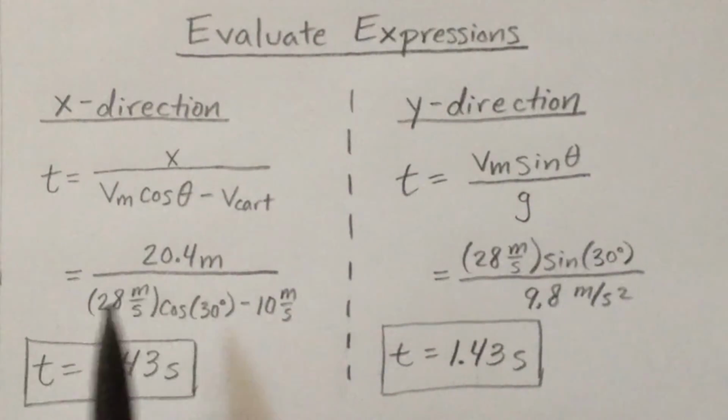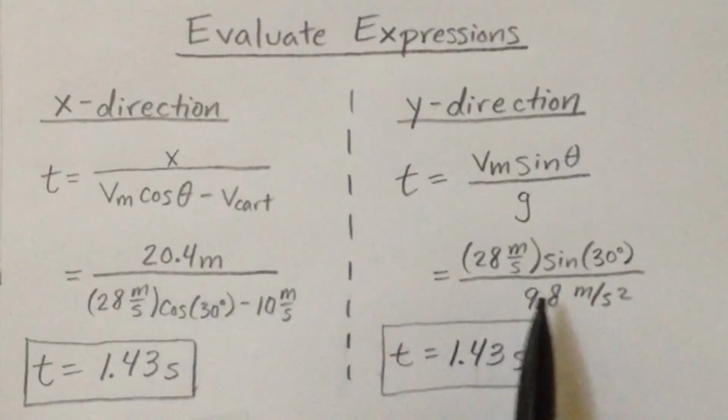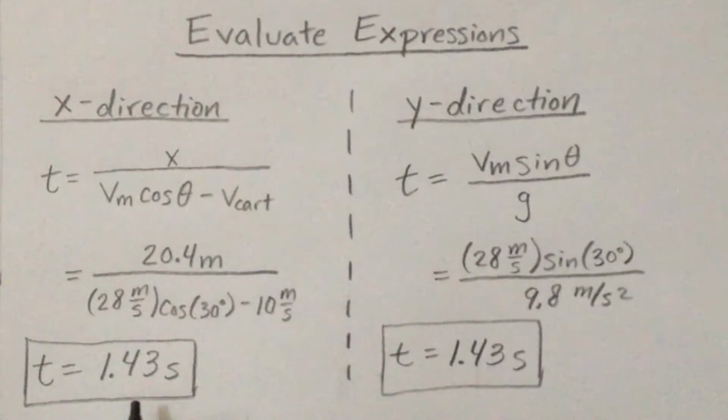All that's left now is to evaluate the two expressions that we found. Plugging in the values from the problem statement, we see that both approaches give us a time of 1.43 seconds for the amount of time the projectile is in the air.